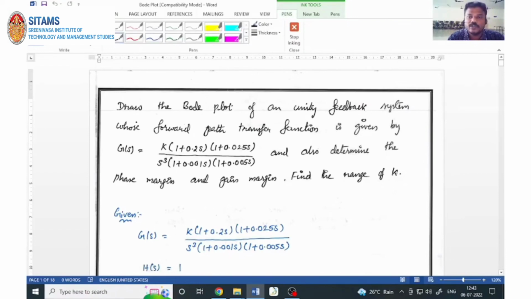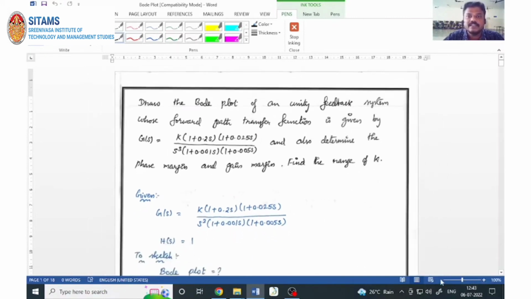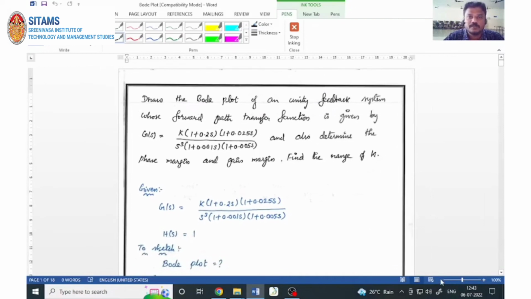Draw the Bode plot of a unity feedback system whose forward path transfer function is given by G(s) = K(1 + 0.2s)(1 + 0.025s) / s^3(1 + 0.001s)(1 + 0.005s). So this is the transfer function they have given, and they are asking us to draw the Bode plot. Bode plot in the sense we have to sketch the magnitude plot as well as the phase plot. And in addition to this, they are asking us to determine the phase margin and the gain margin.